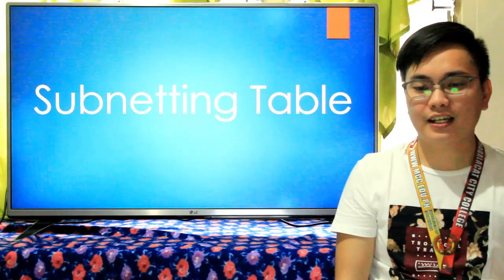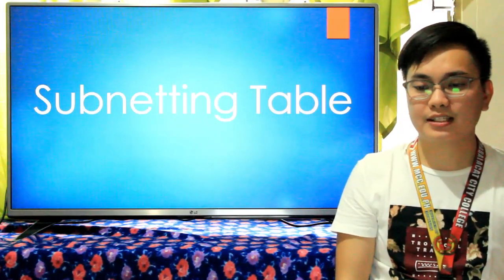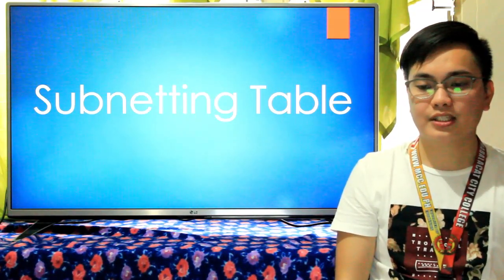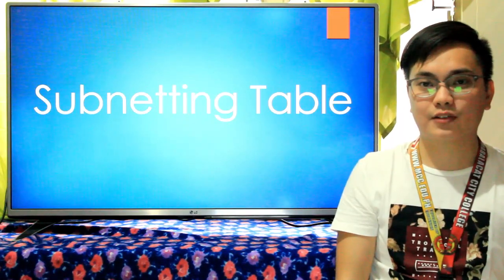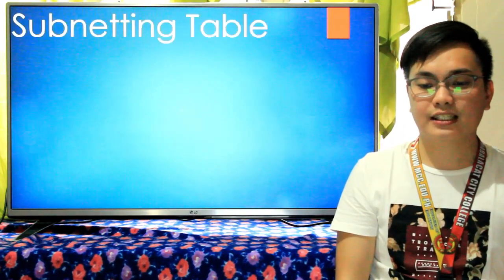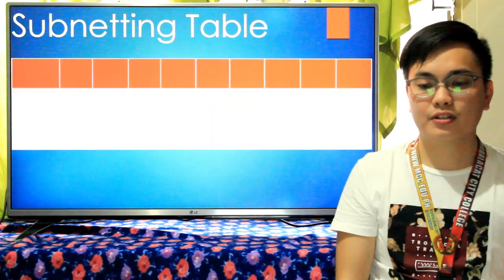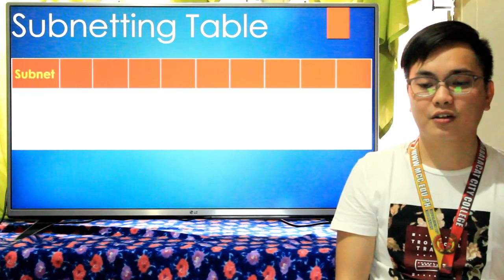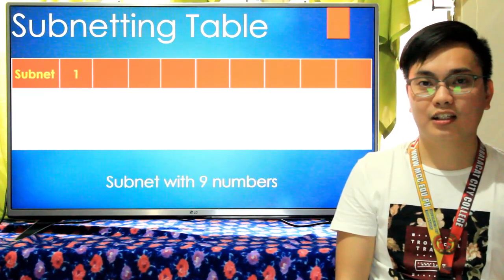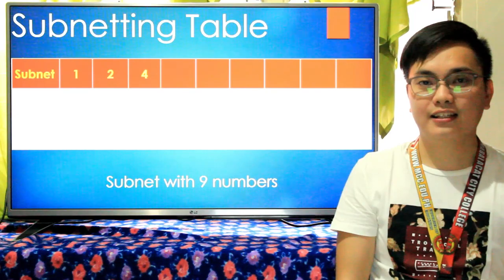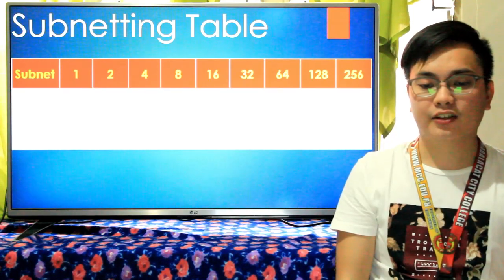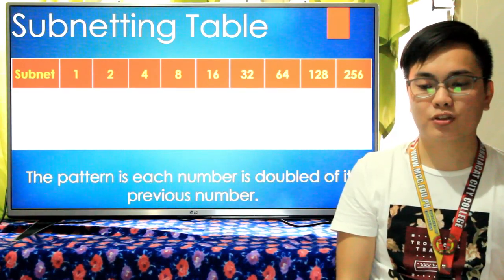But first, let's create a subnetting table as a reference in solving or distributing IP addresses for the 4 departments, which are accounting, marketing, administration, and sales. The first 3 rows are subnet, host, and subnet mask. The first row, subnet, has 9 numbers. We start with 1, 2, 4, 8, 16, 32, 64, 128, and 256. The pattern is each number is double its previous number.